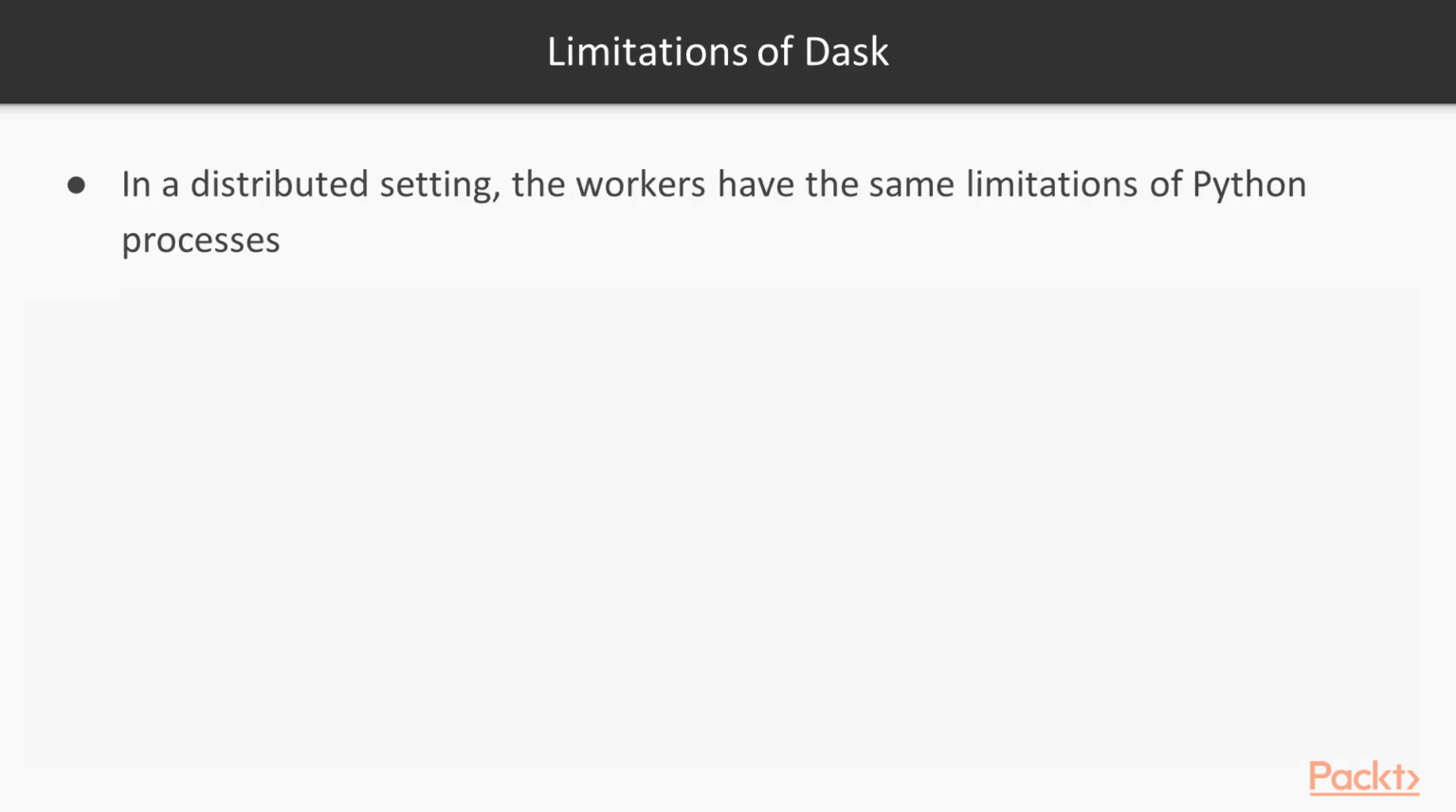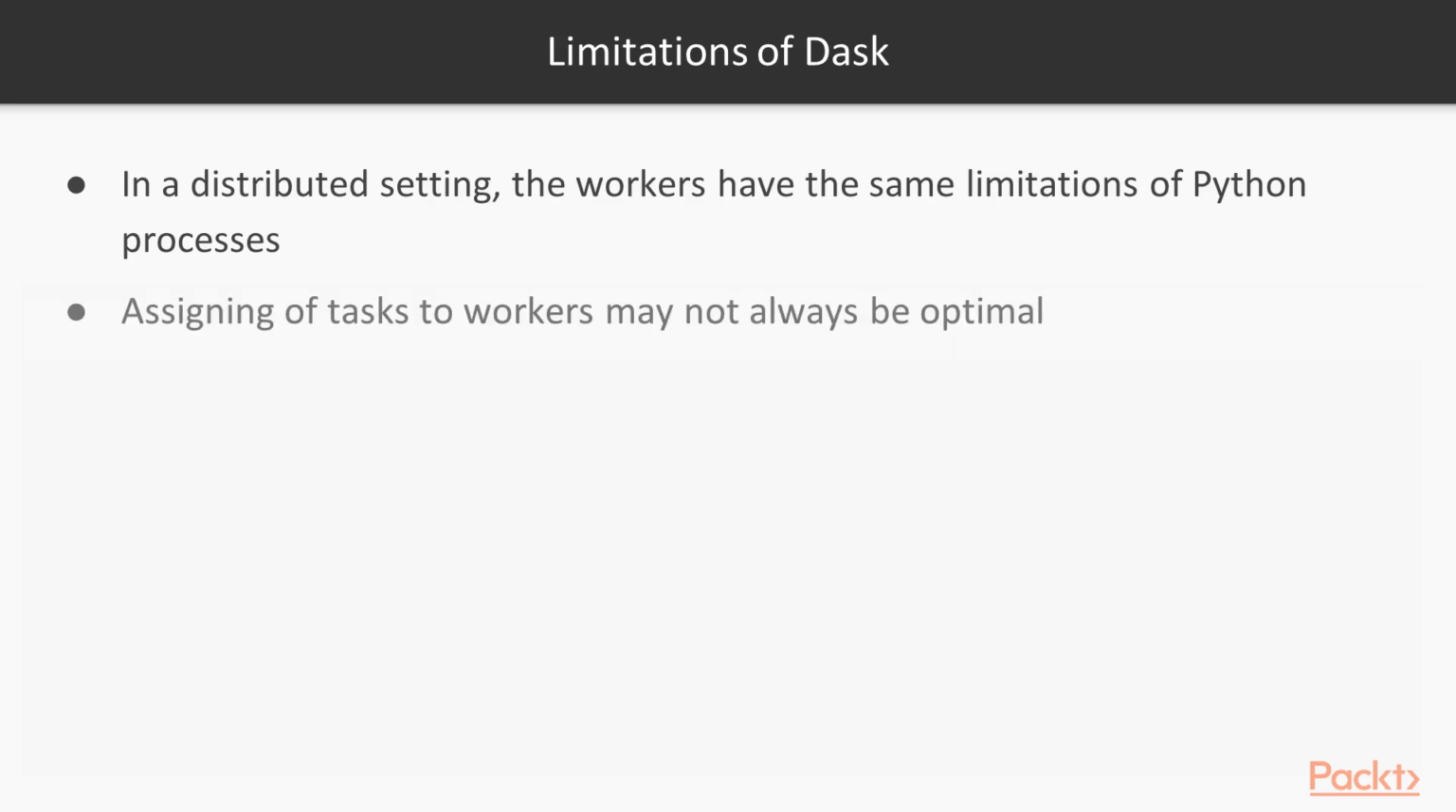So let's go over some limitations of Dask before we move ahead. In a distributed setting, the workers have the same limitations as Python processes. So be aware of this, and write your code accordingly. Second, the assignment of tasks to workers may not always be optimal. It's not always going to be the case that Dask will magically assign tasks to the workers in the best possible way. So there might be some cases where this assignment will not be optimal.